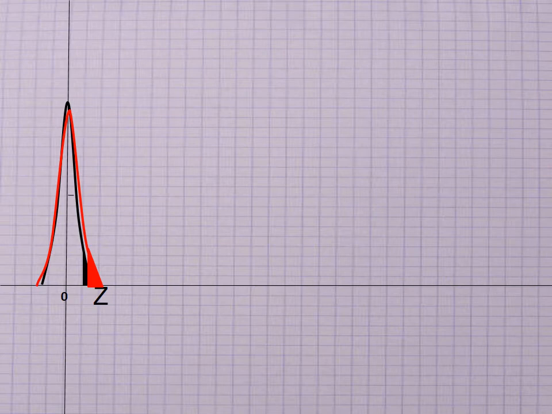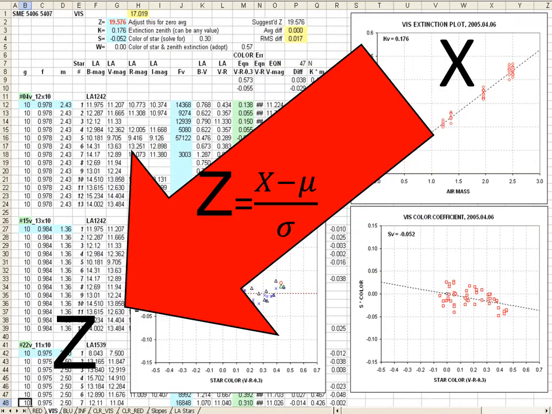Now, if you didn't get it, don't be too concerned, just learn the formula. This is the precise zifying formula. X changes to z by subtracting mu and dividing by sigma. That is, z equals x minus mu over sigma.